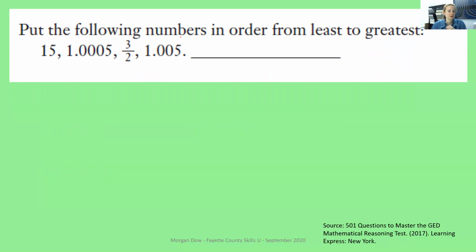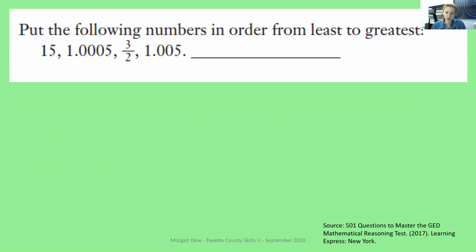Put the following numbers in order from least to greatest. 15, 1.0005, 3/2, and 1.005. So I look at this and I see I've got a mixture of whole numbers, decimal numbers, and then this one fraction. So what I'm gonna do is take my fraction and change it into a decimal to make my life easier.